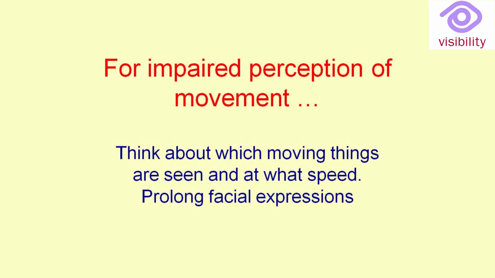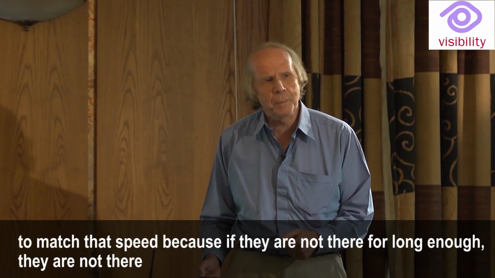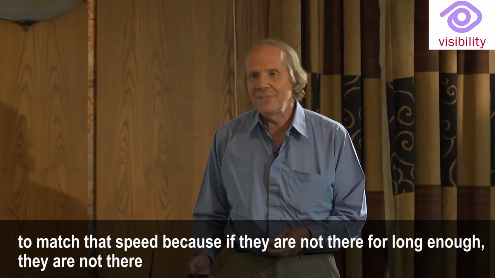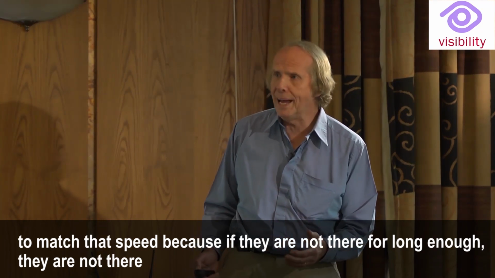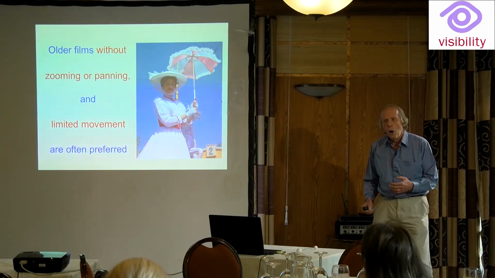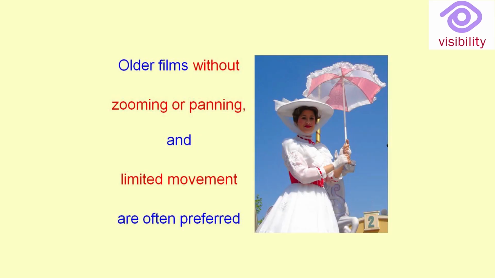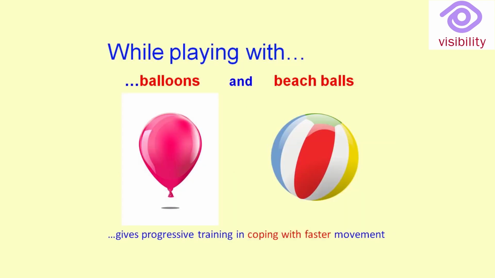For impaired perception of movement, think about which moving things are seen and at what speed, and which moving things are not seen and at what speed too. Prolong your facial expressions to match that speed, because if they're not there for long enough, they're not there. Older films without zooming or panning and limited movement are often preferred, while playing with balloons and beach balls gives progressive training in coping with faster movement.